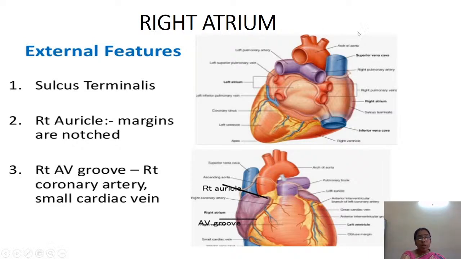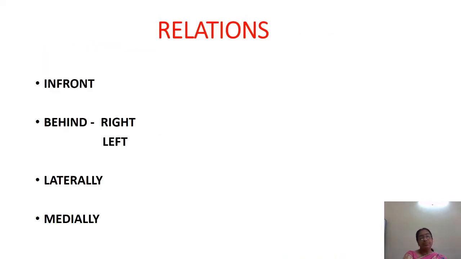When you cut this open from the superior vena cava to the inferior vena cava along the sulcus terminalis, the margin that you get inside is called the crista terminalis. So this is the sulcus terminalis that you can see. Now one more thing in this picture: you can see a small ear-like extension. That ear-like extension is called your auricle. Between the atria and the ventricle, you come across a groove called the atrioventricular groove. What passes through this atrioventricular groove is the right coronary artery, and a vein called the small cardiac vein passes.